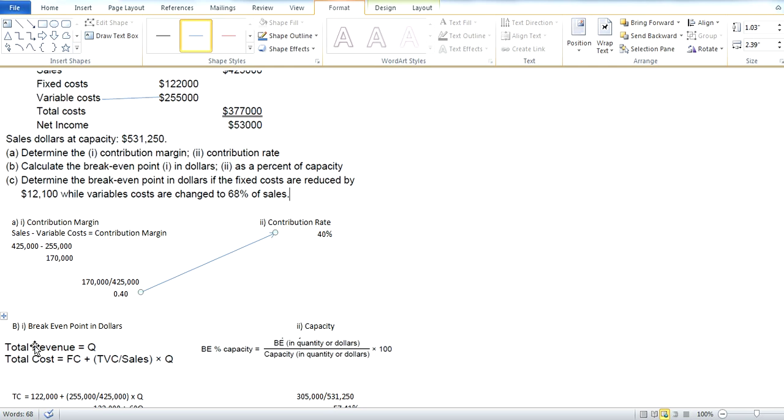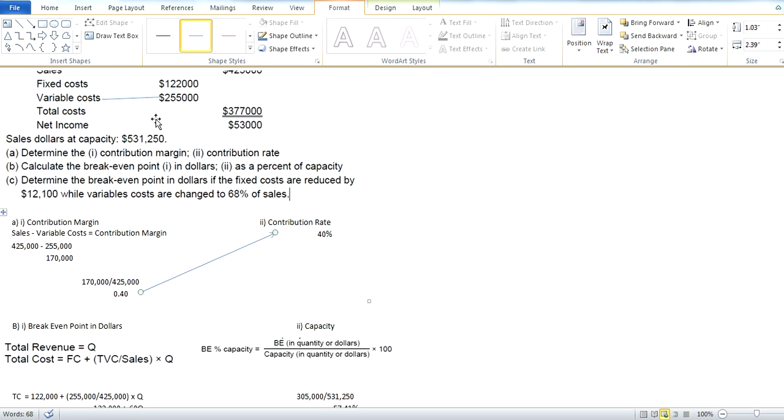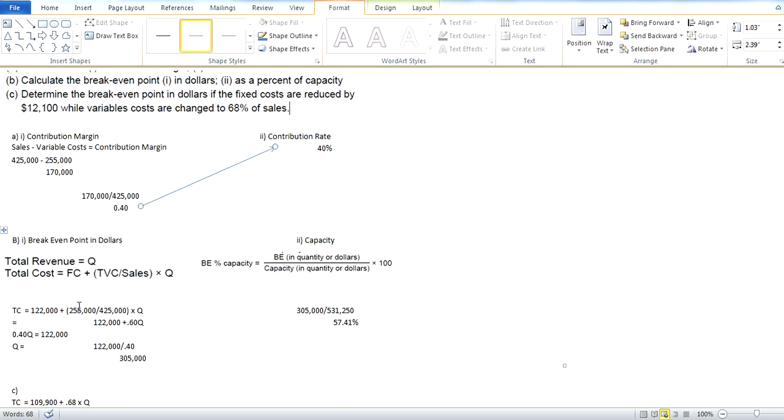All right, so we have our formula: total revenue equals Q, and total cost equals fixed cost plus total variable cost divided by sales, multiplied by Q. So our total cost is 122,000, which is our fixed cost, plus the 255,000 variable cost divided by 425,000 multiplied by Q. So it's 122,000 plus 0.60Q, since 255 divided by 425 is 0.60.